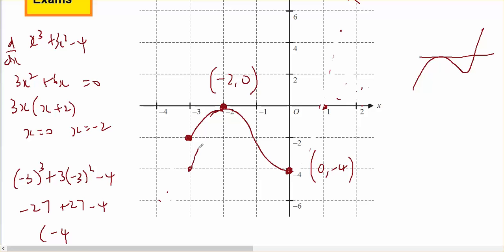So in actual fact it looks like that. And I'll get my rubber out again and get rid of that little bit. So that's what my curve's going to look like. And I need to label my endpoint, and my endpoint will be negative 3, negative 4.